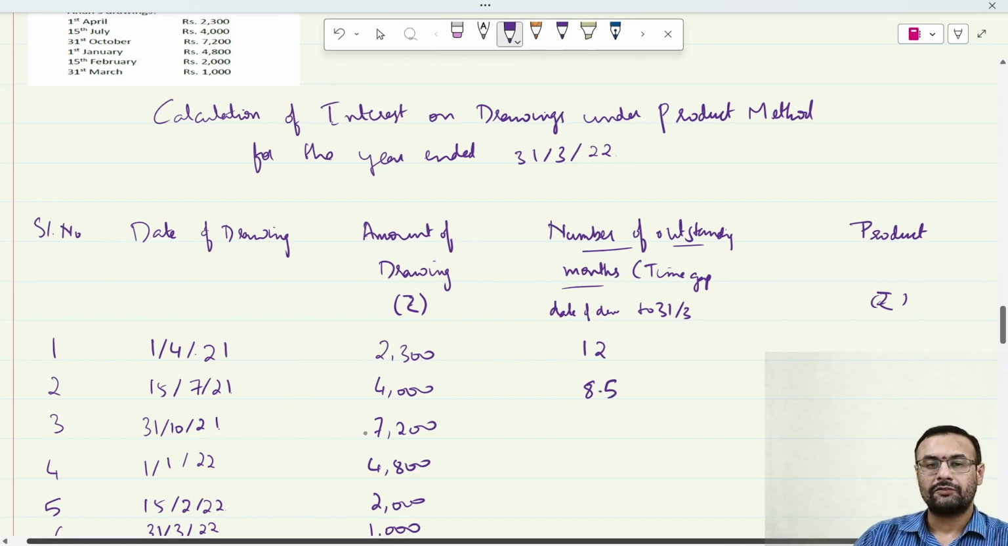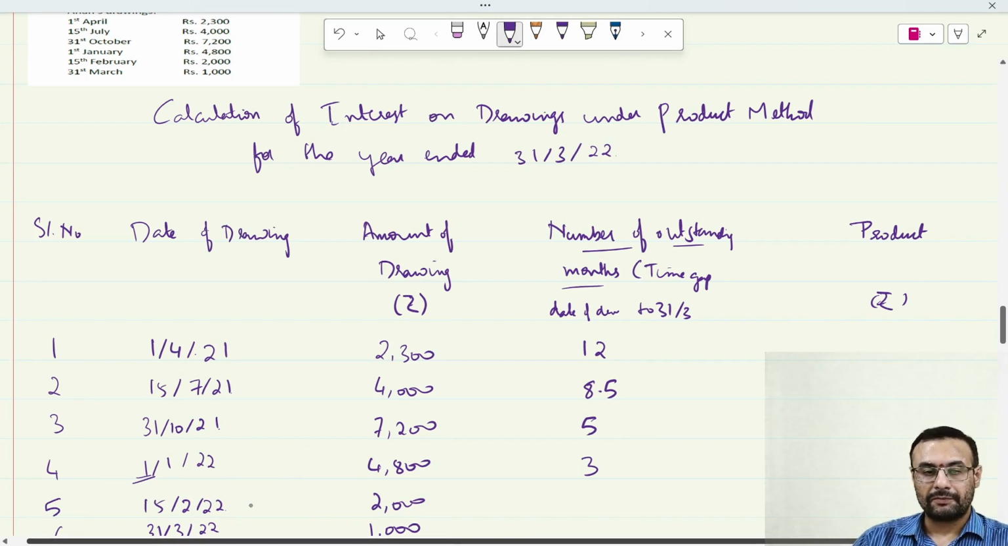Then 31st of October to 31st of March 2022, you should not calculate the October month because it is done on the last day of October. You should start counting from the month of November. It will be November, December, January, February, March, 5 months. Then from 1st January to 31st March, you should count the month of January because this is done on the first day of the month. So it will be 3 months.